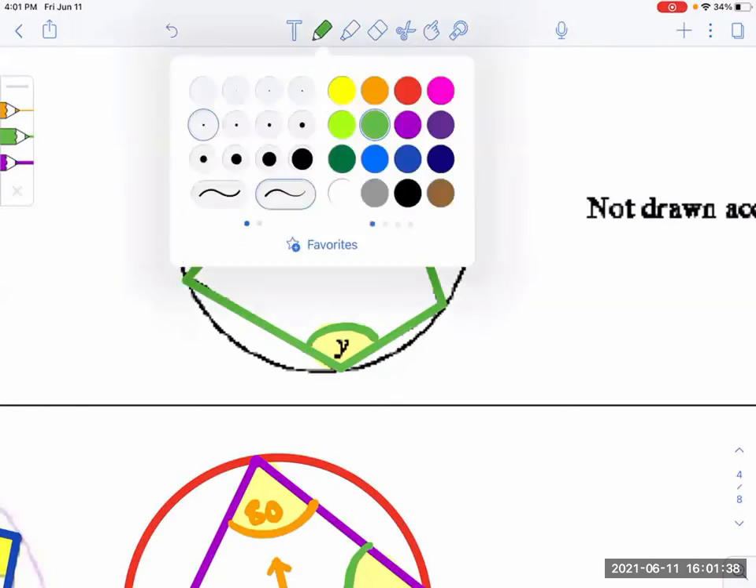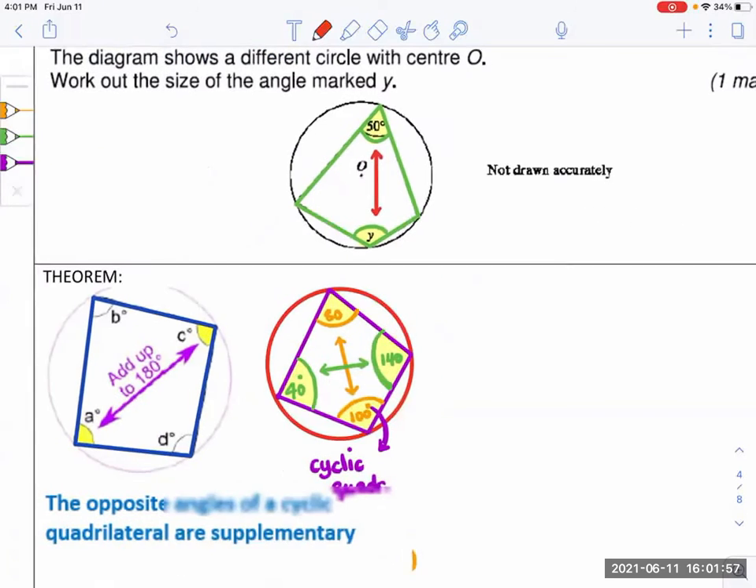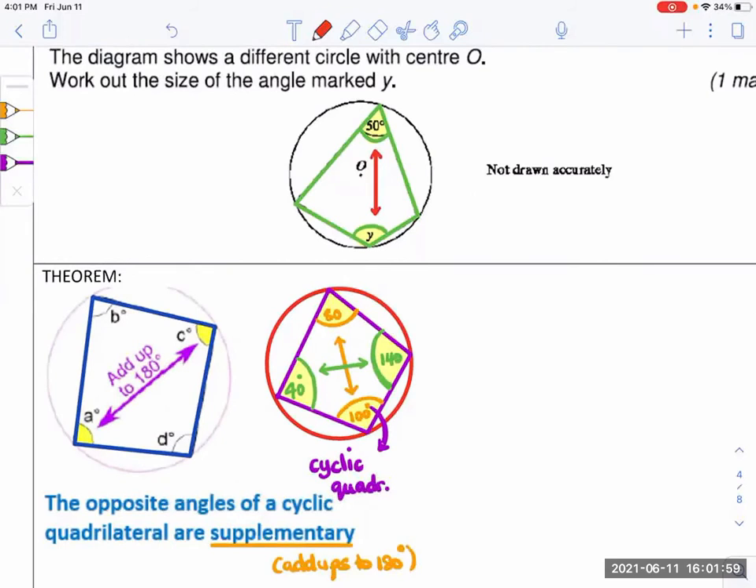Are you all seeing the diagram? Yes, miss, we are. Which angle is opposite to y? 50. What do you know about the sum of 50 and y? How much do they add up to? 180 degrees. All right. Take a few minutes. Work out the value of y.